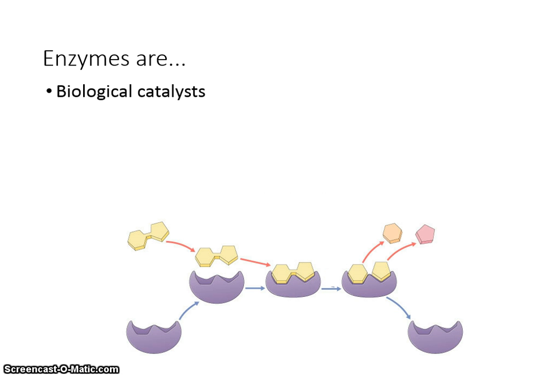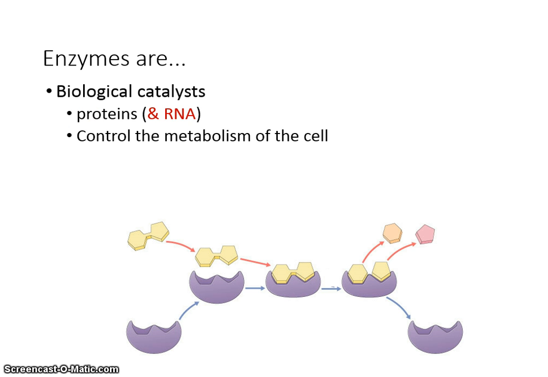So enzymes are biological catalysts. That means that they allow reactions to occur without being used up. They can be proteins or sometimes RNA molecules. We're going to focus on proteins for this lecture. They tend to control the metabolism of the cell. That's all the reactions that are going on within the cell. Enzymes really are there to regulate and help those reactions occur.